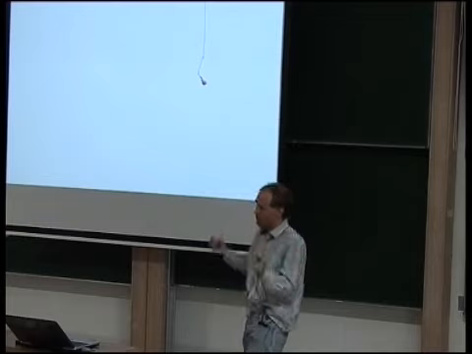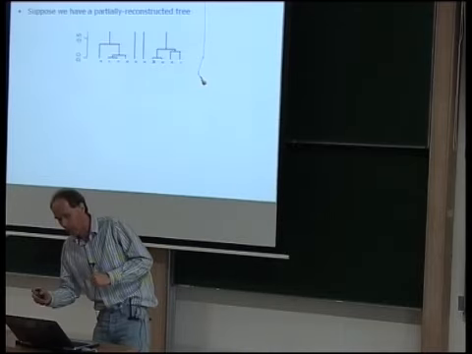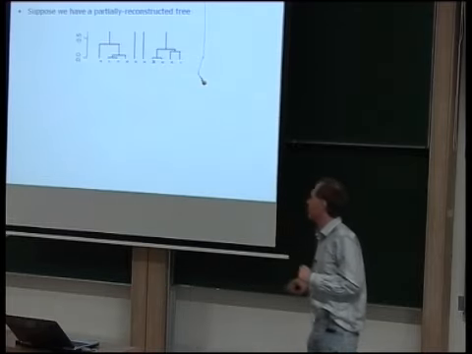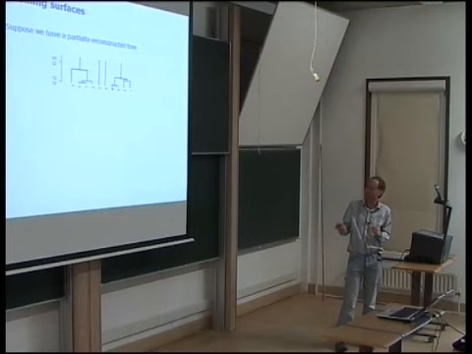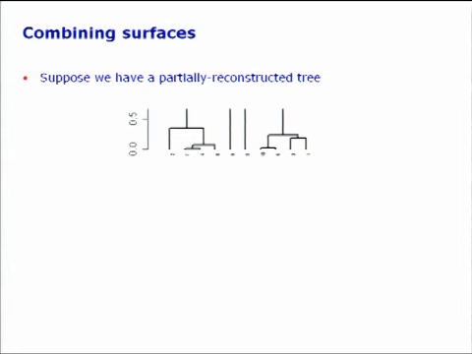Okay, so what am I going to do with these likelihood surfaces? Well, I'm going to use them to build a tree. So imagine we have a partially reconstructed tree. I've got 10 sequences here, and I've reconstructed the tree up until some point. And what I want to do is to try and reconstruct the next step in that tree. How would I go about doing that?